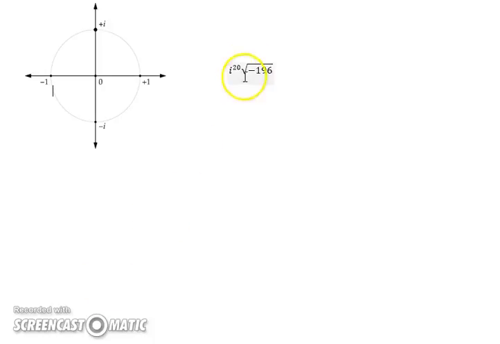So the first thing we need to check is, what is our index? Is it even or odd? If it's odd, we're not going to have an imaginary number because we can have odd roots of negative numbers. But since we have an even index, the square root, we know that we're going to have an imaginary number. So we can first do this.